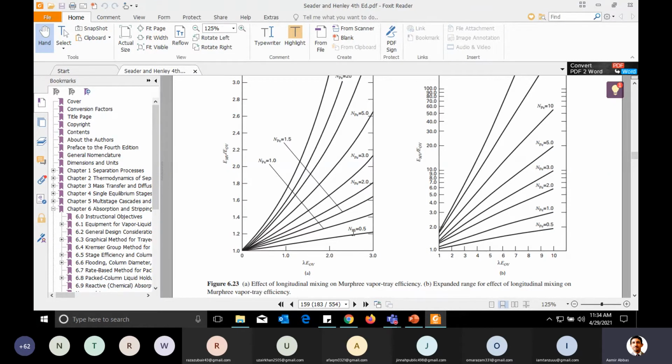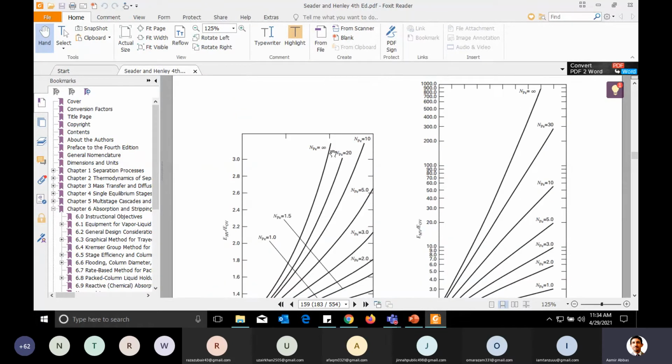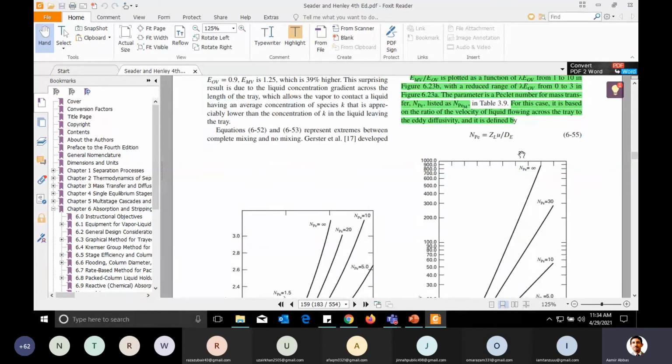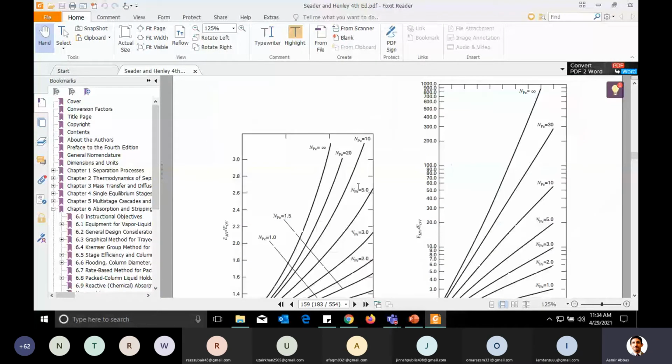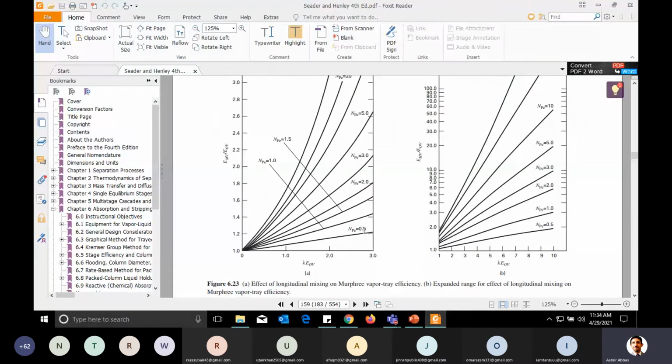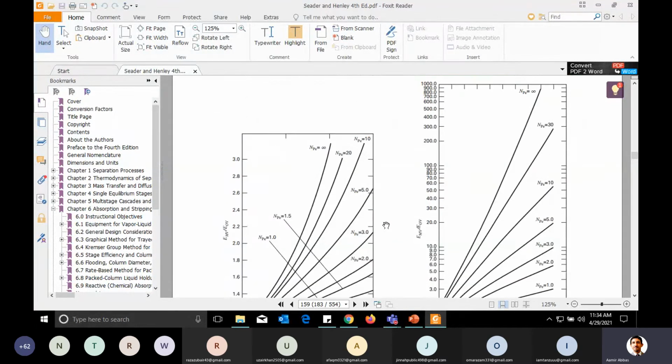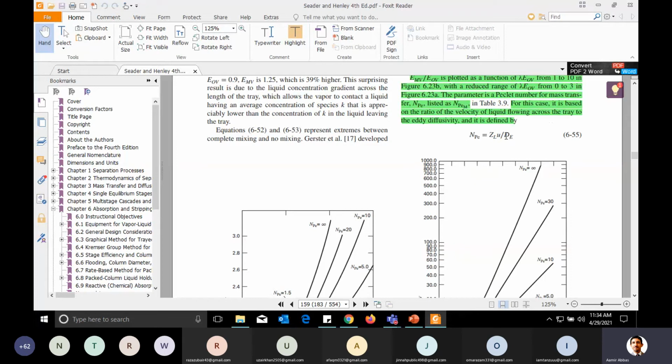You can see here the Peclet number in the first part of the diagram varies from 0.5 to infinity. So what does this mean? Here I think the equation is given, yes, ZLU over DE. When you look at this equation, its value will be less if the diffusivity is higher, and this factor in the numerator is small or low. Diffusive, we are calling it eddy diffusivity.